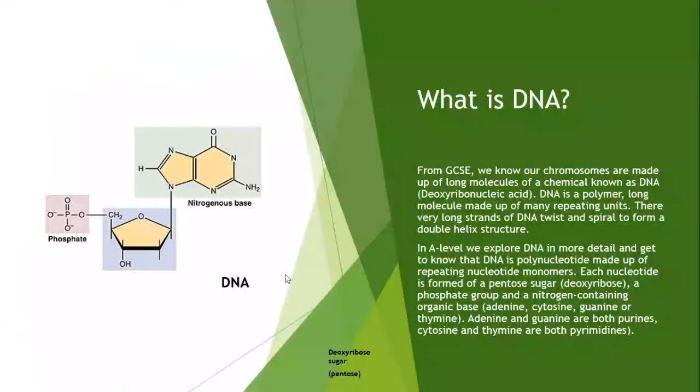And get to know that these are repeating nucleotide monomers, okay? The nucleotide is formed of a pentose sugar, a phosphate group, and a nitrogen-containing organic base. Okay, so we get to explore this in more detail. Now, again, anti-parallel chain. I don't really want to. It just summarises the key features of DNA.